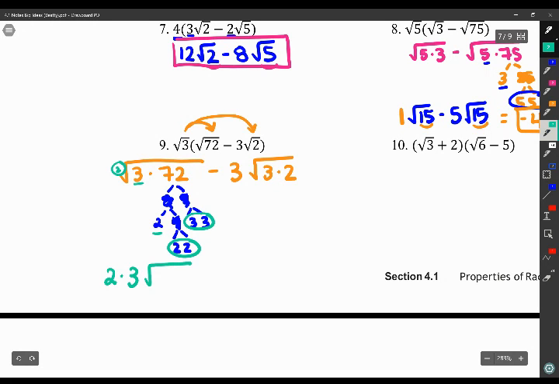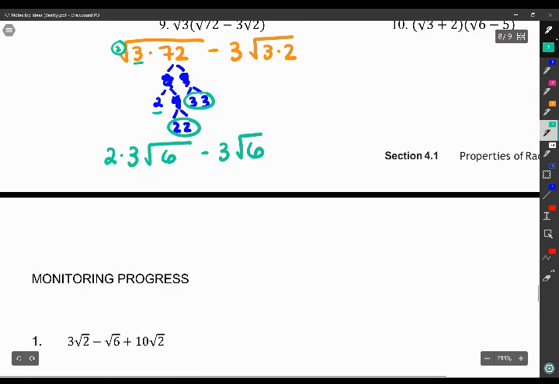So 2 times 3 makes 6. And then when I look at the next group, there's nothing underneath the radical that you can pair up. And so it stays minus 3 root 6. So what happens is this is 6 root 6 minus 3 root 6, which gives us 3 root 6.